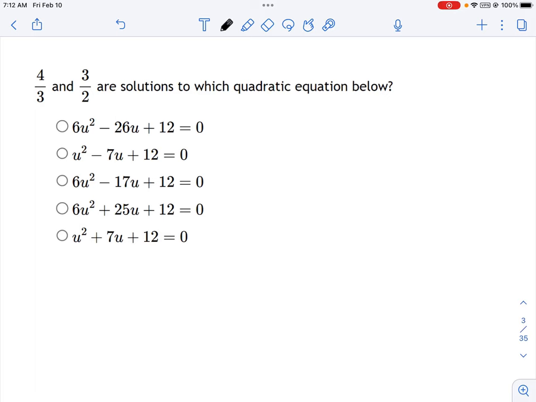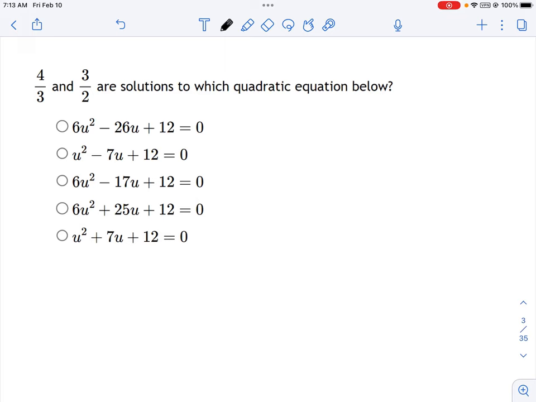4/3 and 3/2 are solutions to which quadratic equation below? Well, there's a couple of ways we could do this. We could first make our own equations using our solutions, or we could plug in our solutions and go from there. So let's talk about writing the equation first, and then from there we'll figure out where to go.